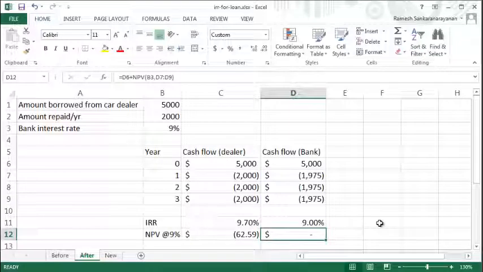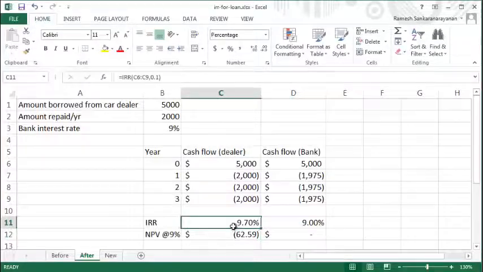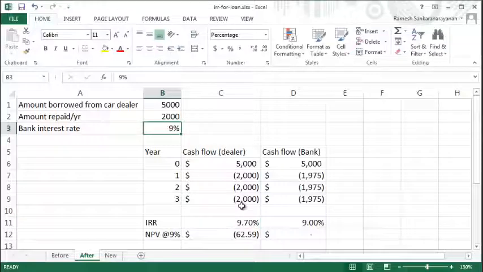So the essence of this concept is that if you are evaluating a loan to yourself, then your internal rate of return should be lower than or equal to the interest rate you can get from an alternative source such as a bank.